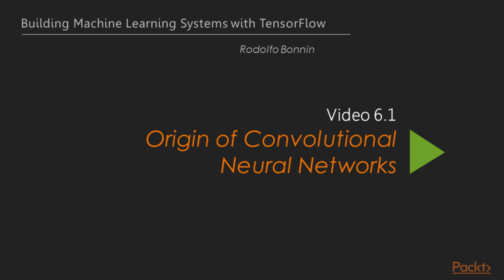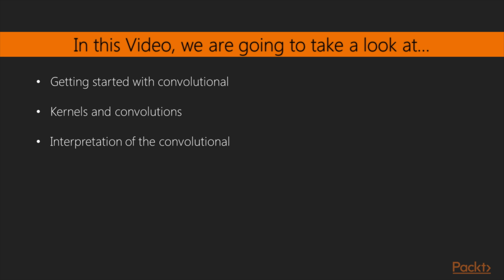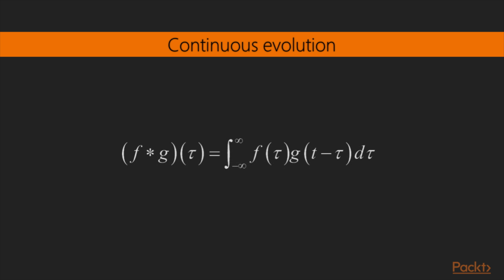Now, we will see the first video of Section 6, Origin of Convolutional Neural Networks. In this video, we will learn about a few topics, that is, getting started with convolution, kernels and convolutions, and interpretation of the convolution. The continuous convolution: the original use of this function comes from the 18th century and can be expressed in the original application context as an operation that blends two functions occurring over time.